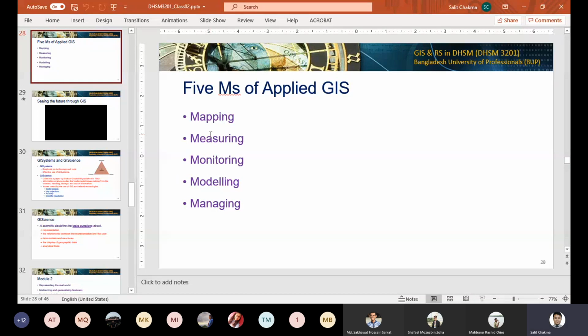Second thing that GIS is applied into is measuring. So we measure multiple things. We measure distances, we measure the rules, and so on. The third thing that we do is monitoring. So what sort of monitoring that we do? We monitor changes. One very quick, easy example would be we monitor the changes of Dhaka city's urban area.